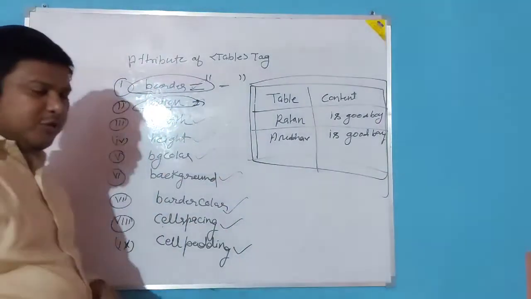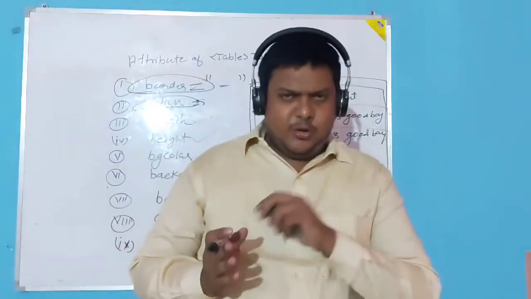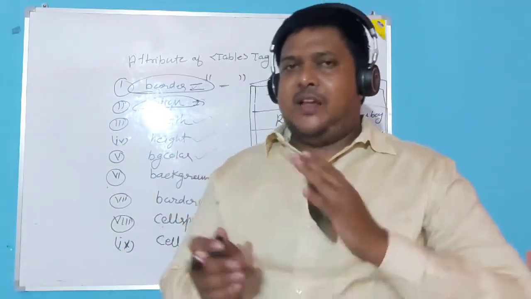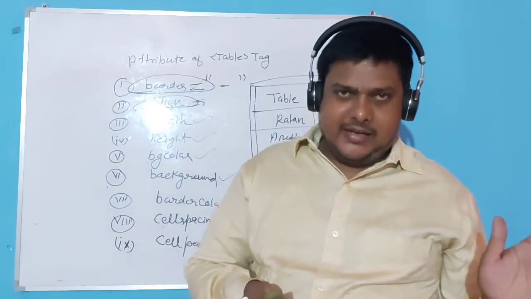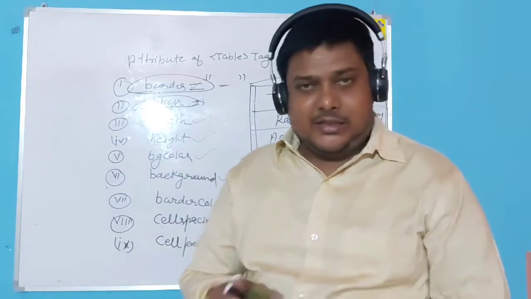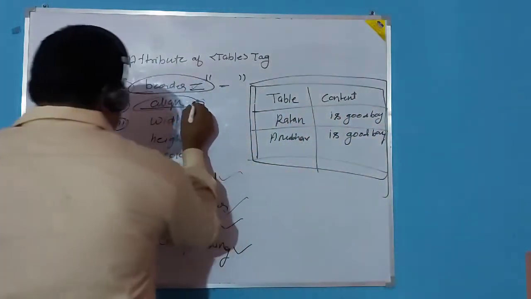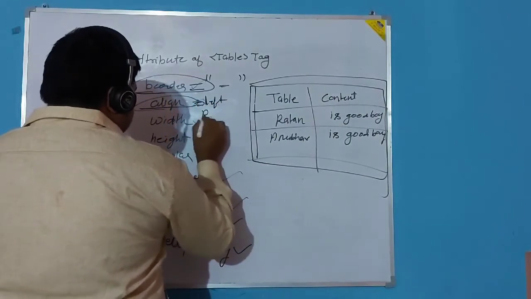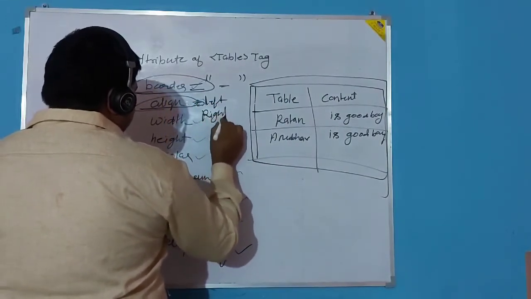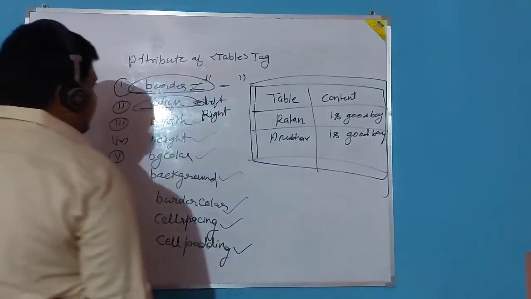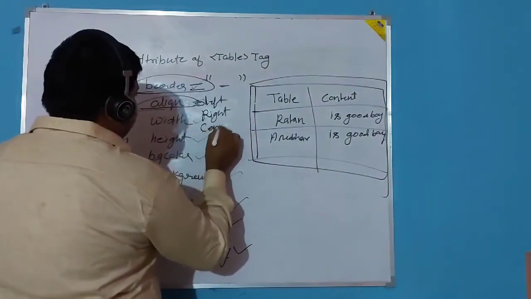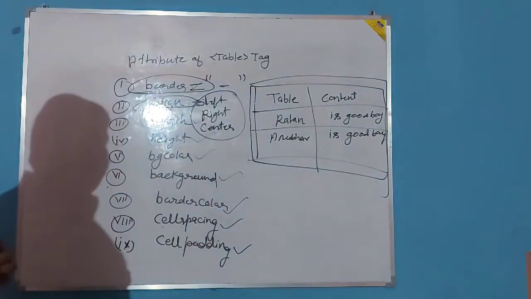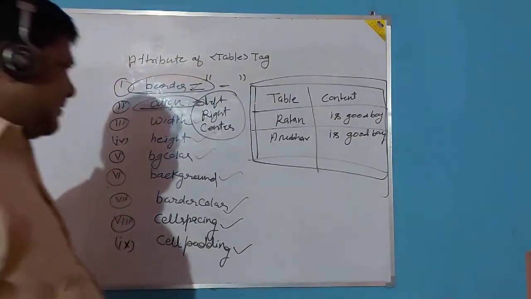Now another, we have the align attribute. By default the table will display on the left side. If you want to display it on the right side, or if you want to display it in the center, we have the align attribute. Align is equal to left, that is by default. Either you may use it or not, it will display to the left, and we have center. So these are the three values which we can use: left, right, center.